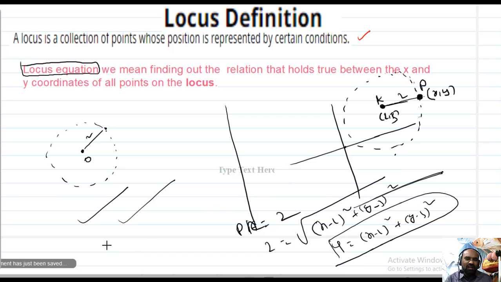Here what I can write? The locus is nothing but a circle of radius 2. This is the locus equation. So what is the meaning of that? Every point on this curve will satisfy this algebraic condition, and every solution of this algebraic equation is a point on this curve. Okay, now again I want to read the definition. By locus equation, we mean finding out the relation that holds true between x and y coordinates of all points on the locus. I hope you people understood.